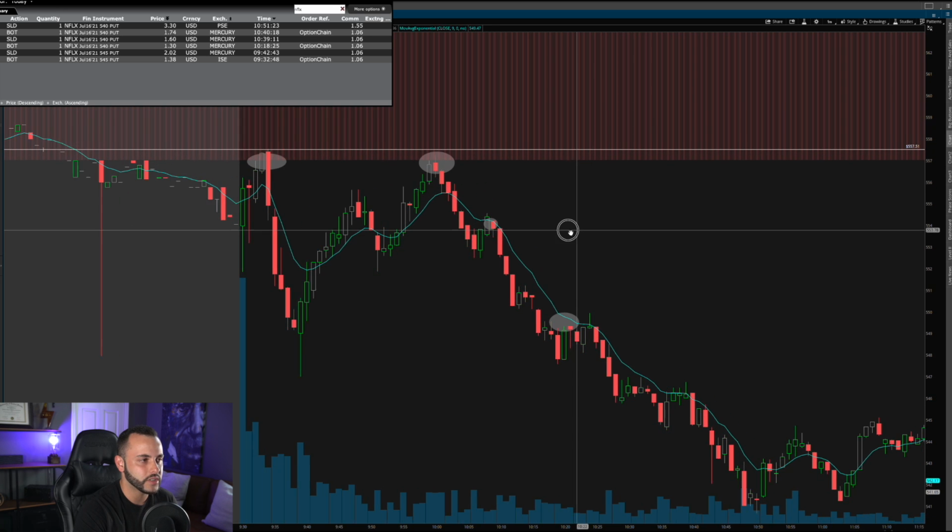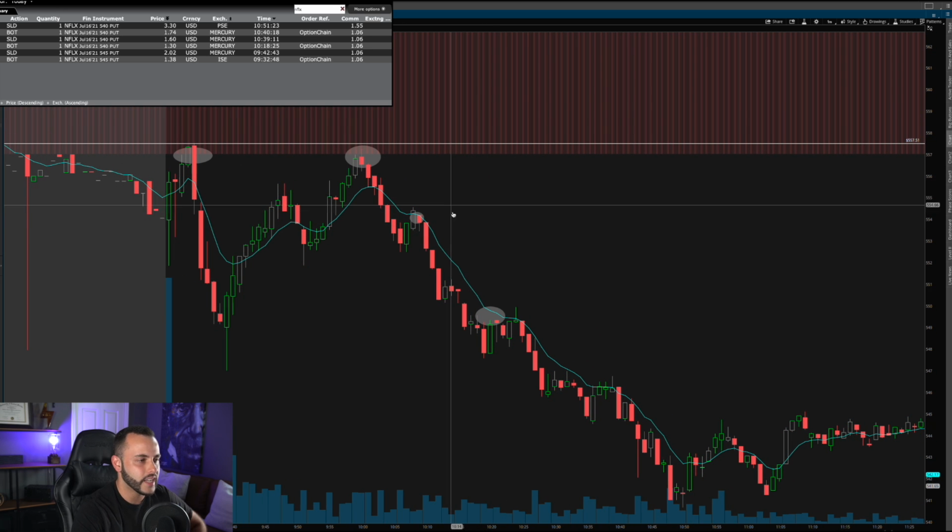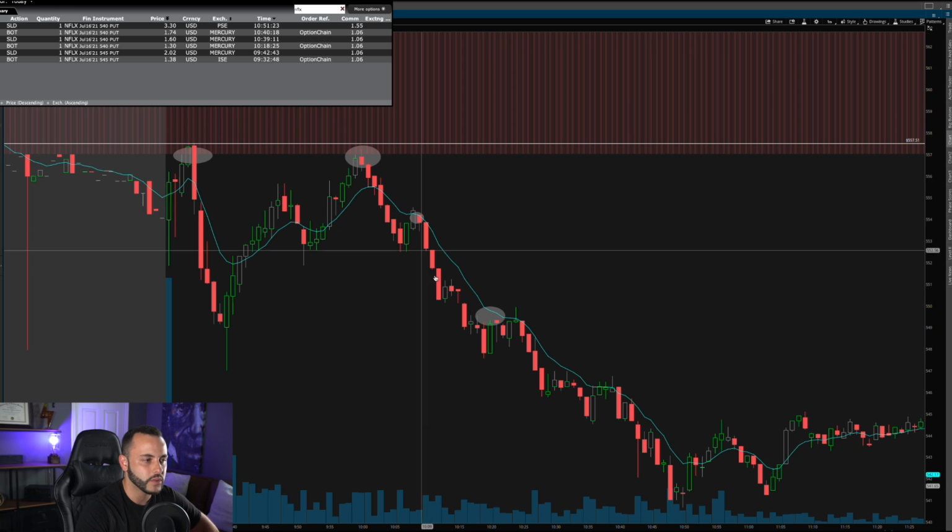This exact entry happened multiple times throughout the day. I did not catch this first one, but I did make sure to catch this next one. So we got the flush. We got a pullback to the 9 EMA at 10:18, which is right here. I went ahead and got into some Netflix put options. It was close to the 9 EMA. I figured that was going to be our push back closer.